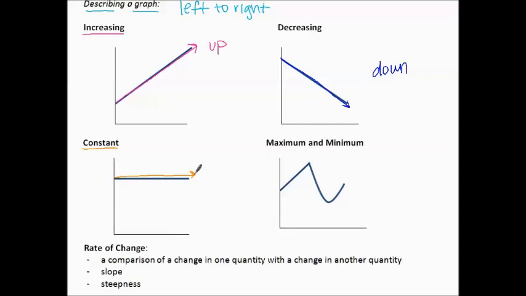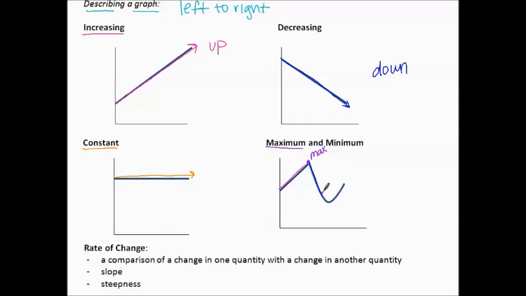We can have a change in our graphs from increasing to decreasing. And when that happens, we have a maximum. So this point right here would be a maximum or a max. We change from increasing to decreasing. The point where it changes is called a maximum.